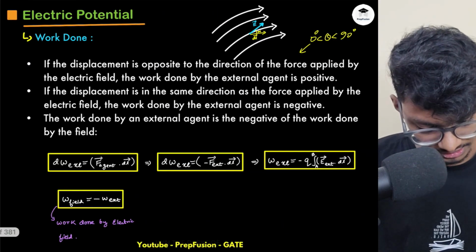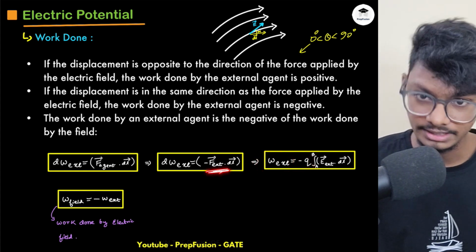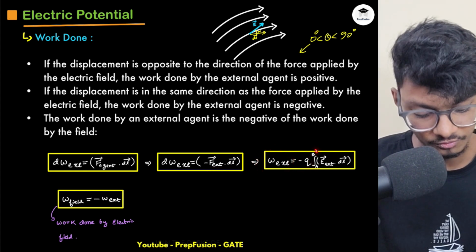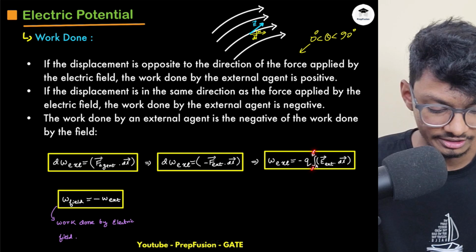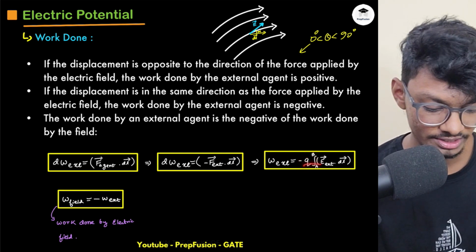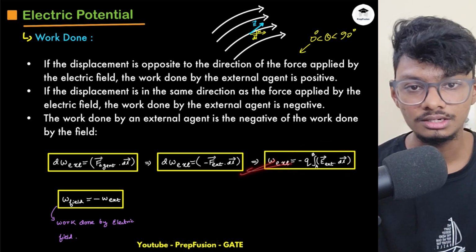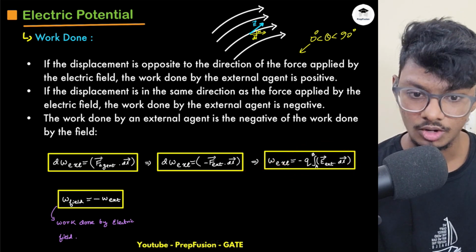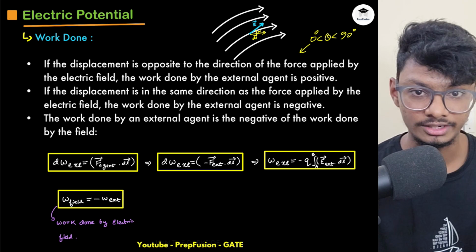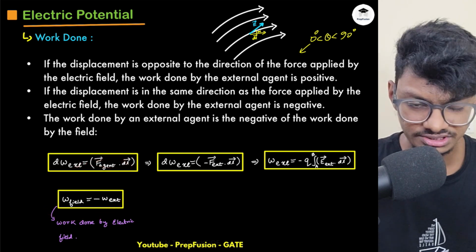So I can simply integrate it to find the overall work. Due to a small length dl, this will be F external dot dl. If I want to find the overall work done from point A to B, Q will be constant, the charge doesn't change, remember, so it will come out and it will be the integral of E external dot dl. So this will be the work done due to the external agent. Now I can obviously find the work done due to the field, which will be just the negative of this. I hope you understood these definitions.